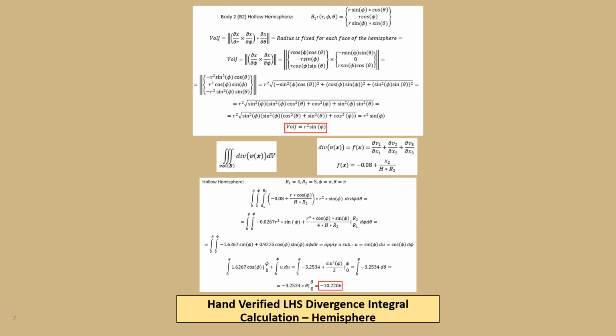Similarly with the last slide, this is just highlighting my hand calculations for my hollow hemisphere. As you can see, I've defined my parameterization of my hemisphere above here, and once again we need the volume Jacobian, and it's defined through this expression here, and taking the partial derivatives appropriately and working through its complicated math, it comes down to be an expression of r squared times sine phi, and plugging in all the appropriate parameterizations of my body into the divergence of my vector field, as well as the volume Jacobian, results in this entire expression here, where it is integrated with respect to r, phi, and theta, and working through that complicated mathematical expression using u substitutions and everything comes out to be a value of negative 10.2206.